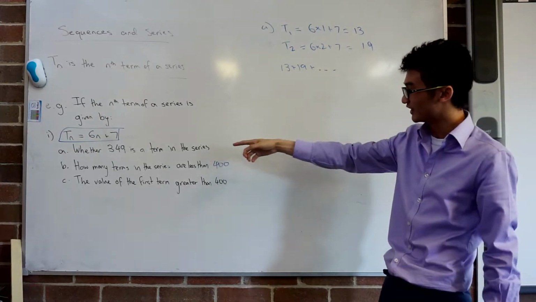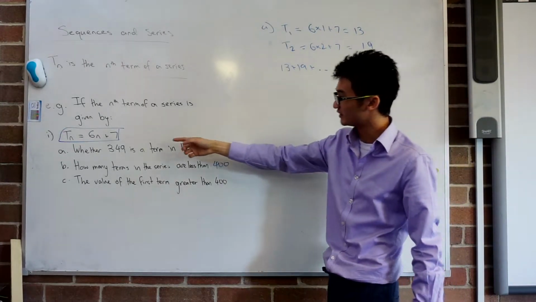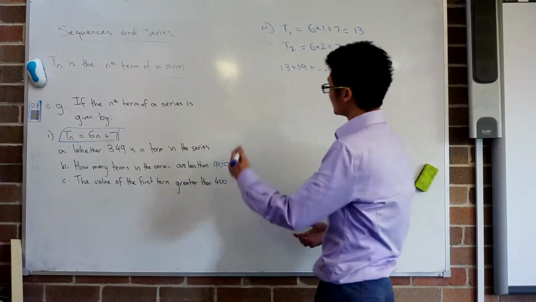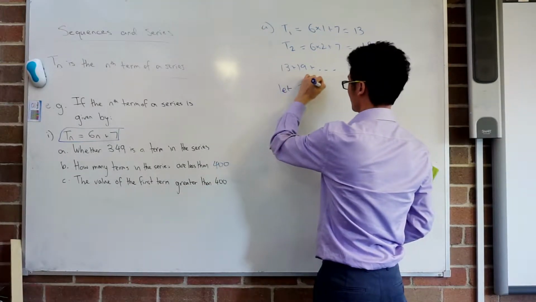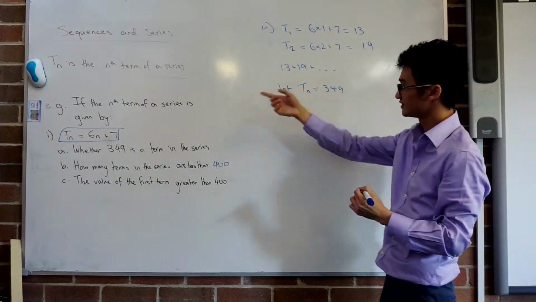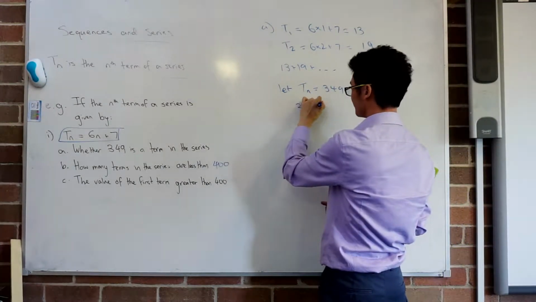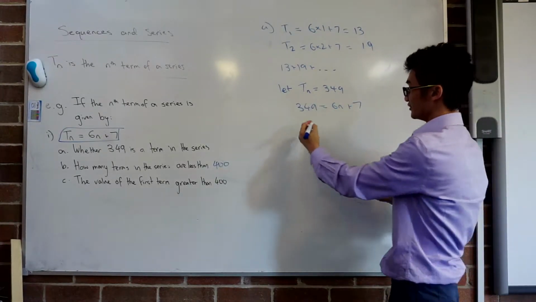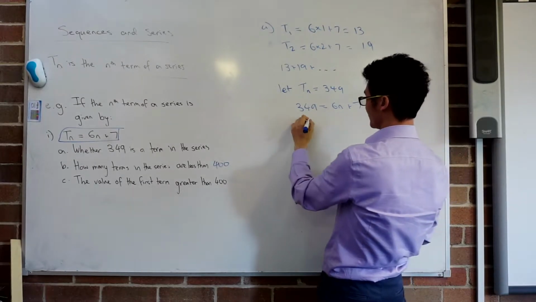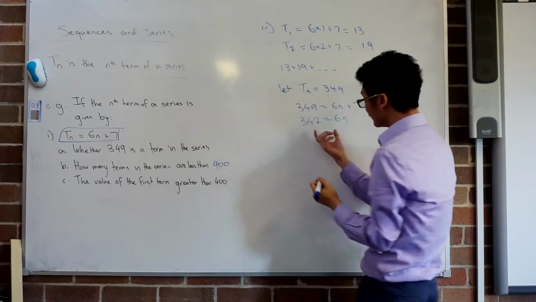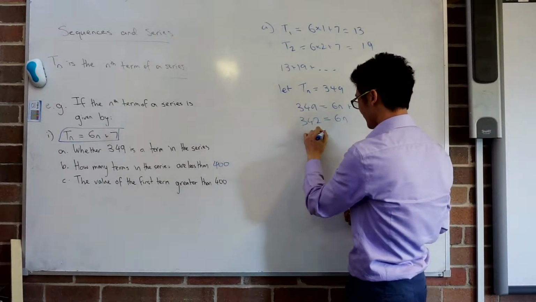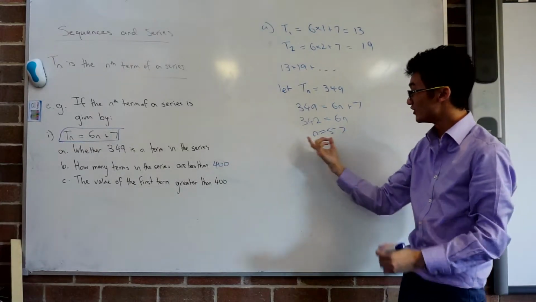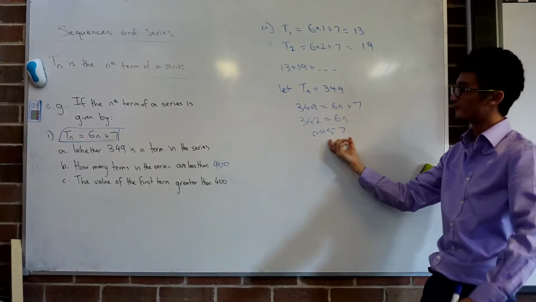So if 349 is a term in the series, if I substitute it back into this equation here, I should get an n value which is a whole number. That's the definition I'm looking for. So I'll start off by saying let t sub n equal 349, and I'll just replace t sub n with 349 in that equation. Remember, I'm looking for an n that's a whole number. If I get an n that's a whole number, then it'll be part of the series. I can just rearrange this equation, subtract 7 from both sides, 6n equals 342, and then if you divide both sides by 6, you should get that n is equal to 57. So since n is a whole number, an integer, then I know that it is a part of the series, and it's the 57th term.